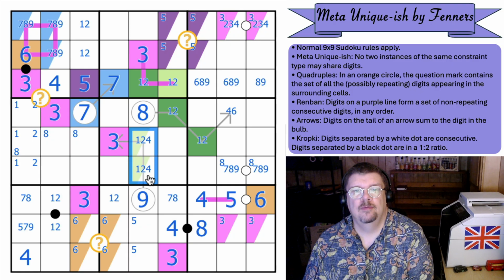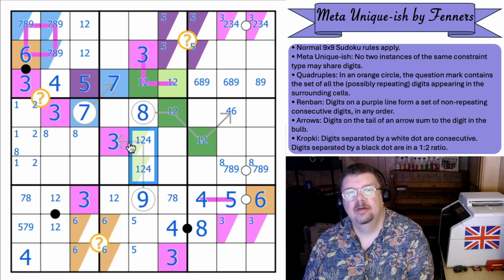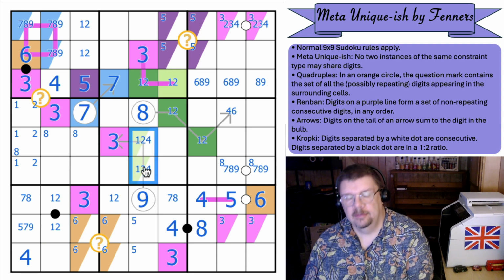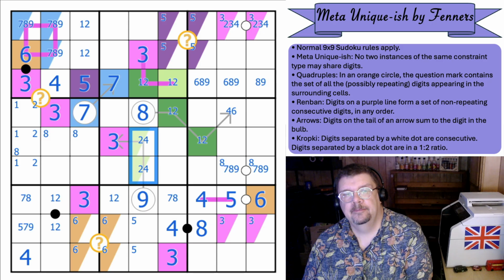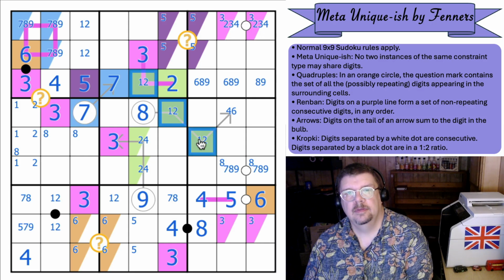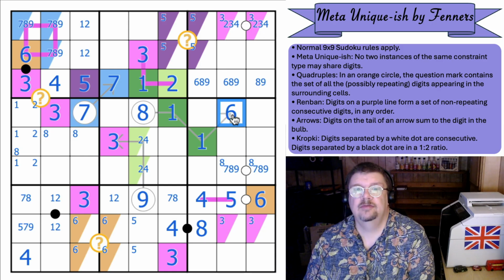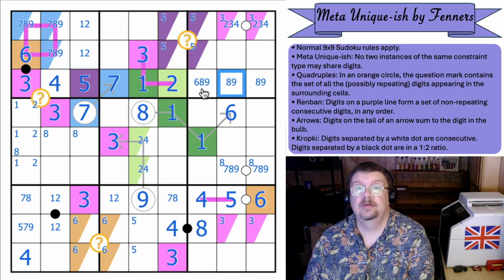So this is either 2, 3, 4 or 1, 3, 5. Sorry, right, it was 2, 3, 4 or 1, 3, 5, but now it can't be 1, 3, 5. So that is now a 2, 4 pair. That means that this is a 2. Those are 1s. That's 2. That makes that 6. That's not 6, and that is.